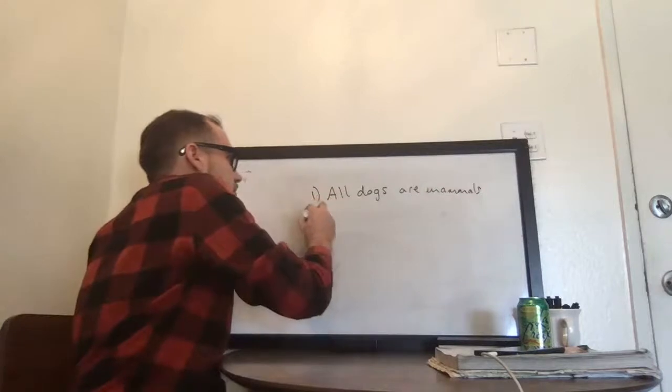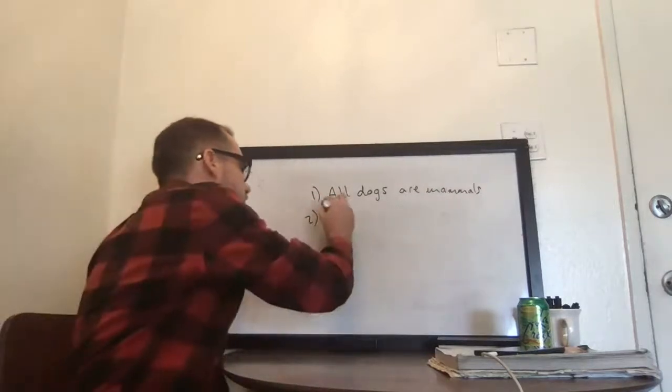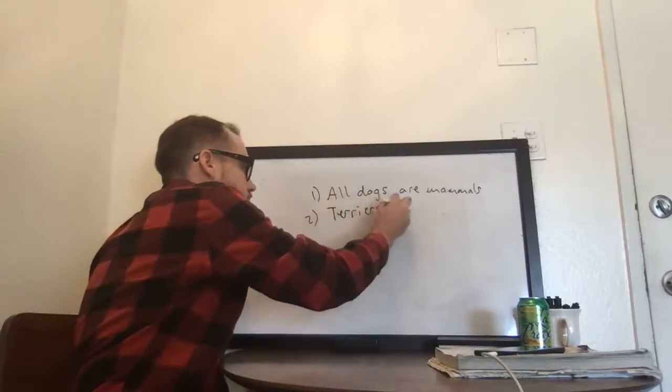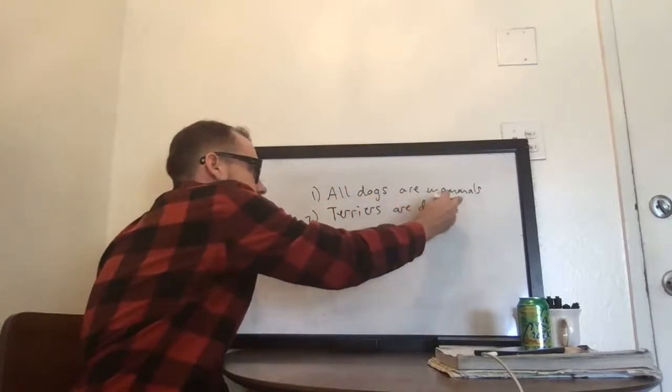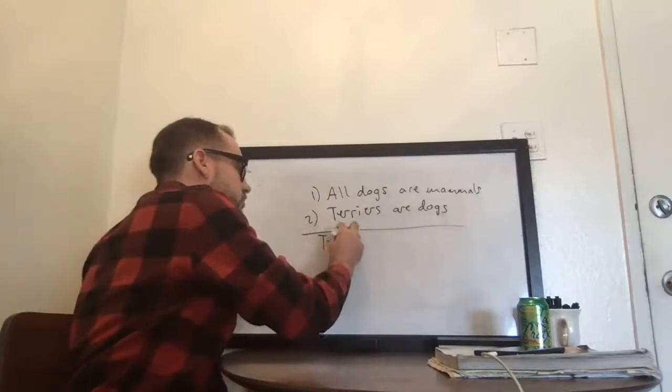All dogs are mammals. And then you speak about a breed of dogs. Terriers are dogs. And so therefore, it follows that terriers are mammals.